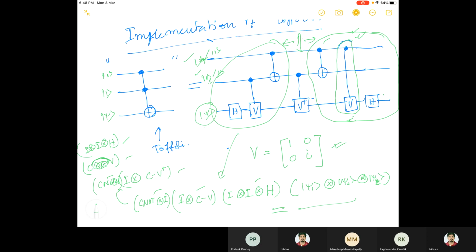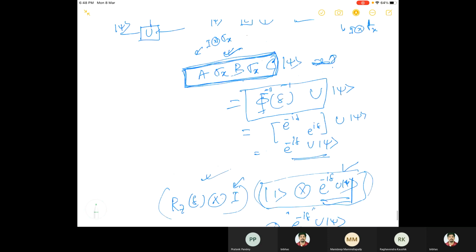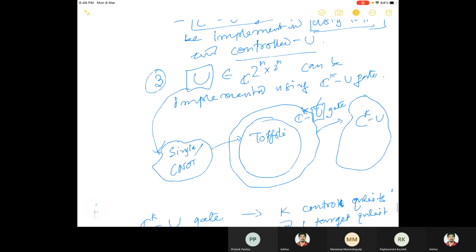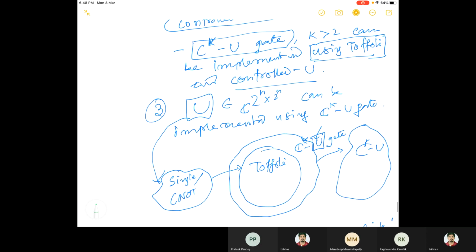And maybe next day I will talk about the third part, how the unitary U to the power n can be implemented. But this is a challenging thing to do.